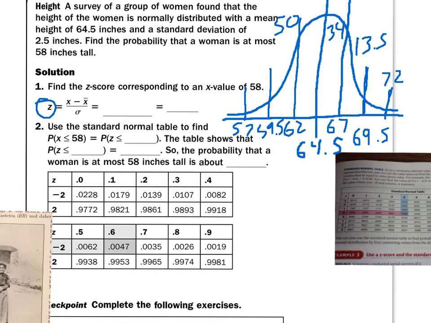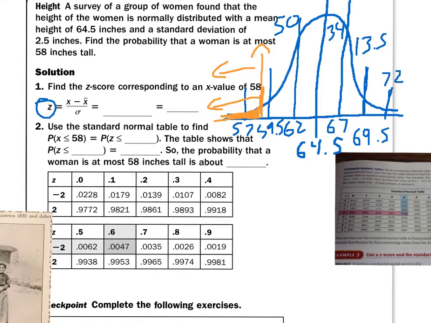We're going to find the probability that a woman is at most 58 inches tall. So this is somebody who's right about here, 58 inches tall. What's the probability that I chose a random woman and she's this tall or shorter? All the stuff in here. What's the chances of that? Looks small, right? It should be a small number I'm getting here.